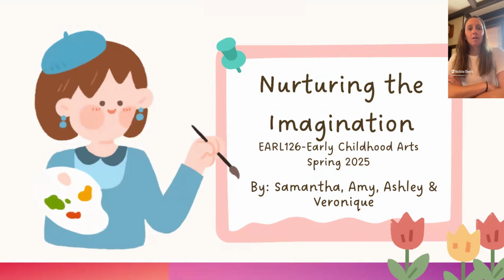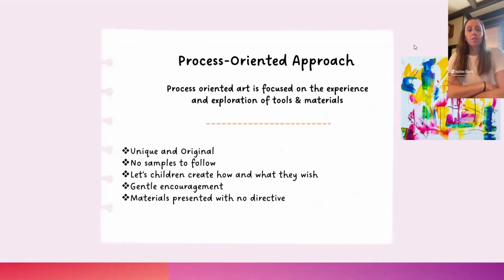Hi, so our group worked on chapter 12, which was nurturing the imagination. We've talked about the process-oriented approach, which is focused on experience and exploration of tools and materials. So this is kids getting to use materials that they choose. They are not told what materials to use, and they are not told what type of art to make. They make what they want and use their own imagination.